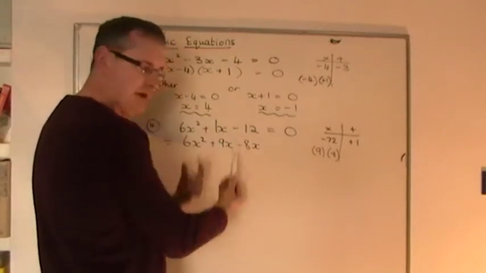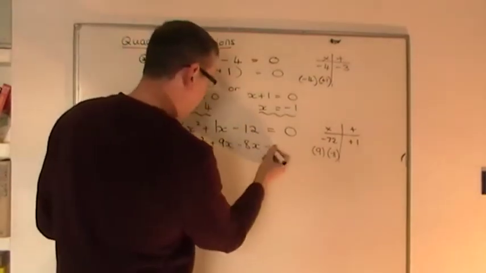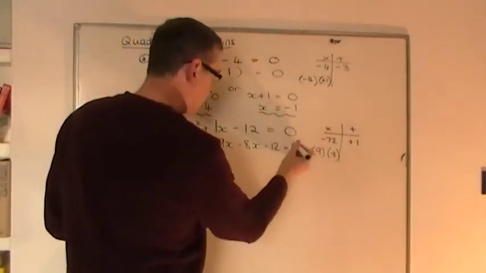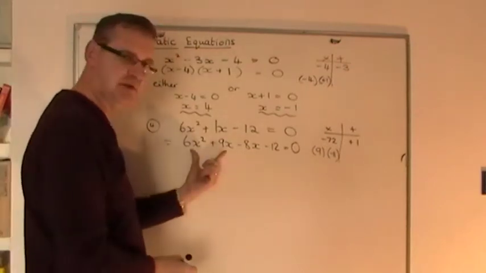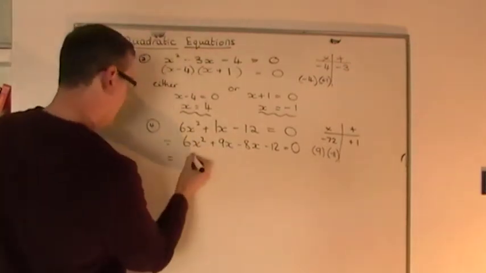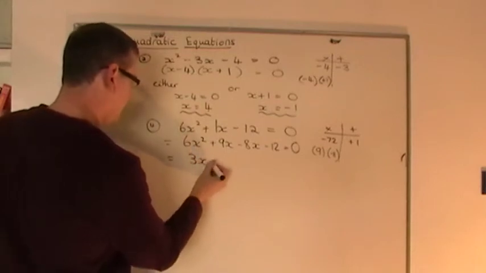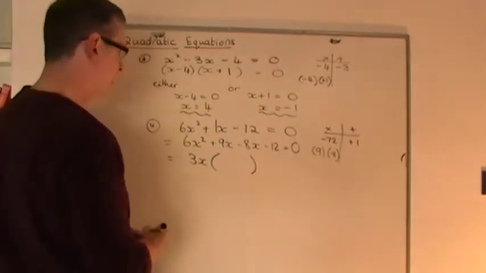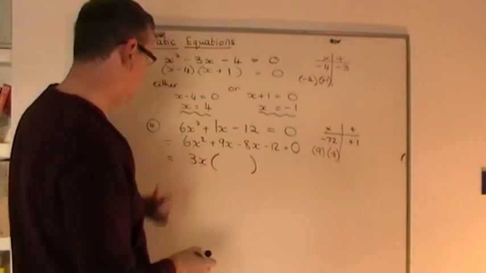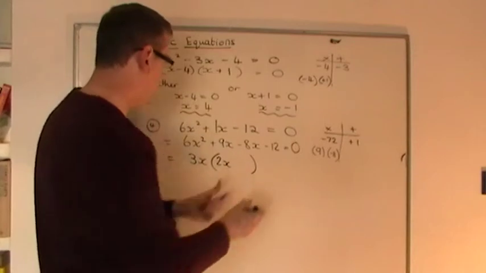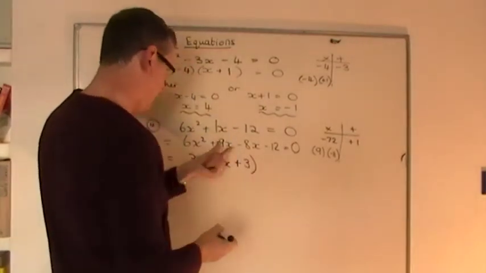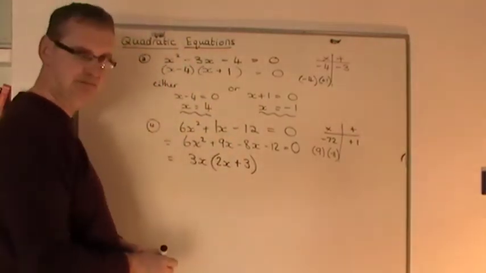So I replace the plus 1x underneath with plus 9x minus 8x. They are the same as the plus 1x. Minus 12, leave it alone, and equals 0. Leave that alone. Okay, next, take the first two terms, common factor. I think there's a 3 and an x as a common factor. Okay, 3x times something gives you 6x squared. It must be 2x. 3x times plus 3 gives you plus 9x. So there's the first step.